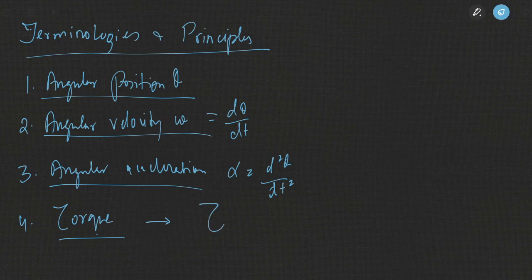It is referred to as torque, corresponding to the radius r of the rotary body. If you have the force F applied to this, torque is given by r F sine theta, or simply equal to r cross F.